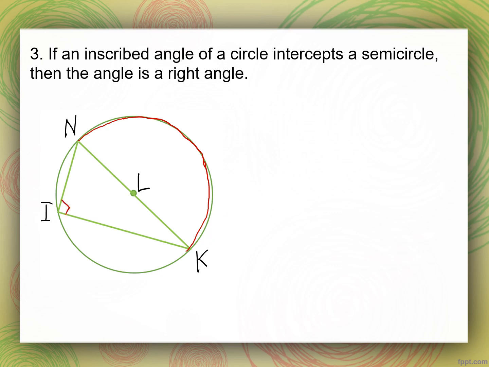This is obvious also using the previous theorem that we have, that the measure of the inscribed angle is half the measure of the intercepted arc. We know that a semicircle measures 180 degrees, right? So therefore its inscribed angle will be 90 degrees, which is a right angle.